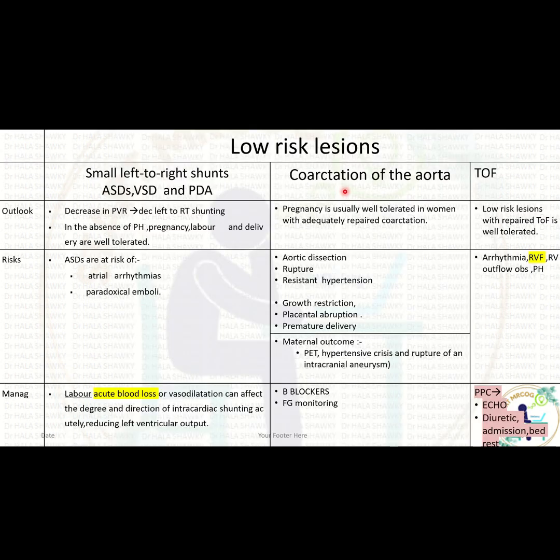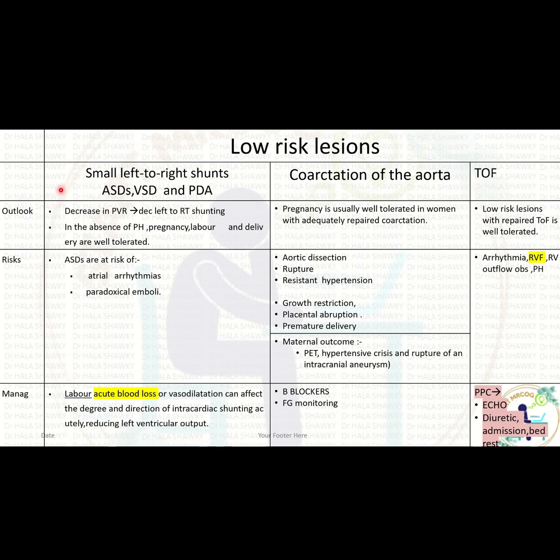And this is the summary of the TOG article about the low risk, moderate, and high risk cardiac lesions. I will go through them rapidly, the most important points only. You don't have to know the details in part 3, but of course in part 2 you need to know. The outlook. We have the low risk lesions: small left to right shunts like ASD, VSD, and PDA, coarctation of the aorta, and tetralogy of Fallot.